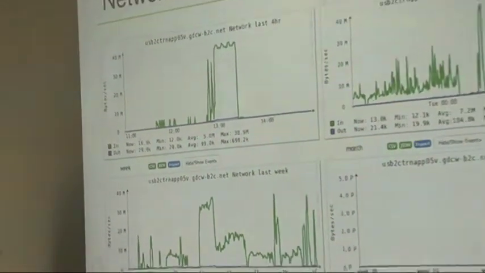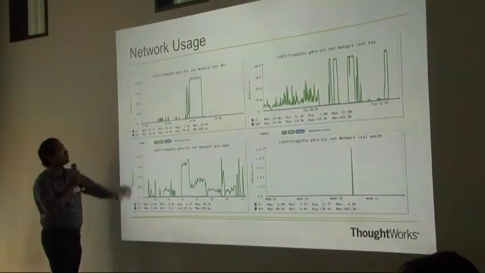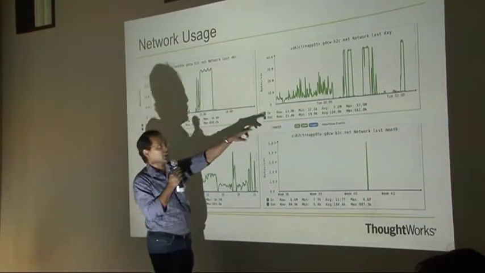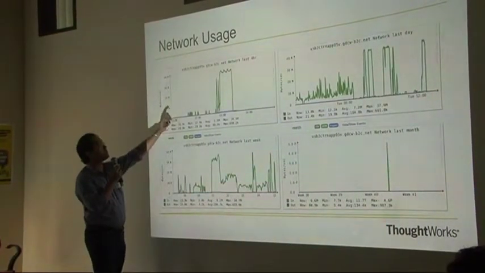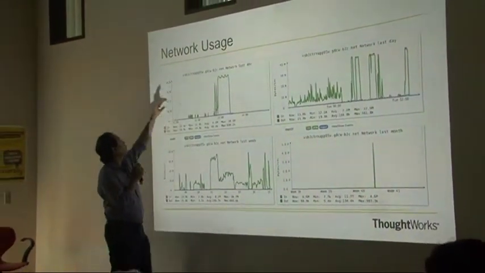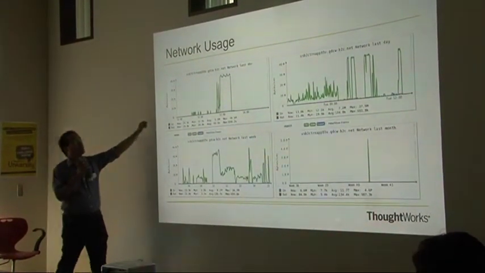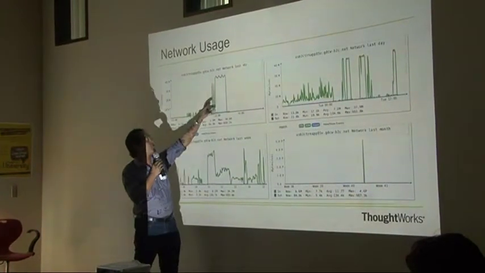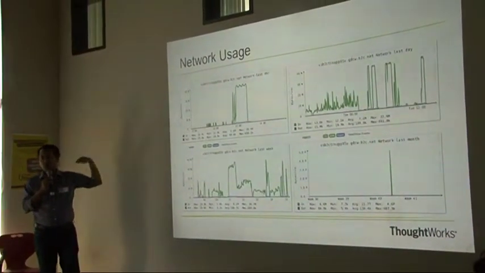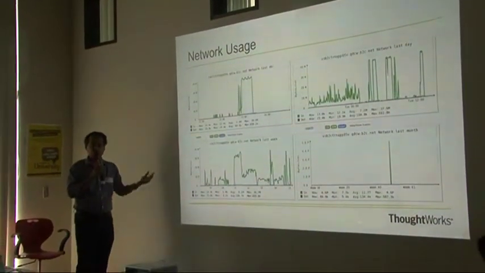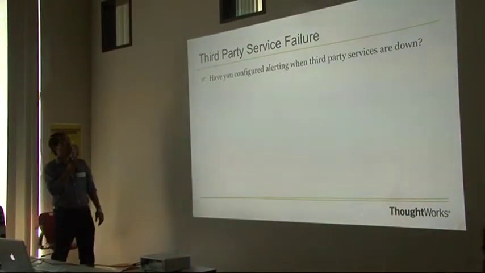Similarly, for network usage, this is the network traffic coming in on this box. You can see the graph for the last 4 hours, the last day, the last week and the last month. And you can see that there are these peaks where it goes all the way to 40 megabytes per second. That's quite huge, right? You can have alerting on this, so that if the network traffic goes much higher than a certain value, which will be specific to the application, then we are notified of it and can react to it. Third-party services we talked about, alerting on them.